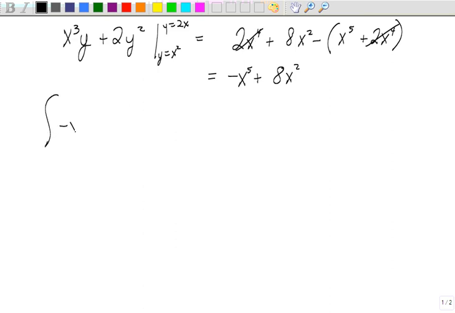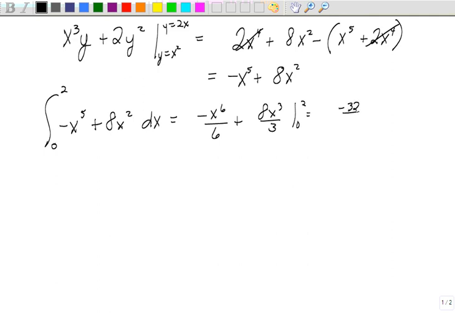Then I'm going to integrate that from 0 to 2 dx. And I'm going to get negative 32 thirds plus 64 thirds minus 0 is 32 thirds. Now, if we reverse the order of integration, we should get the same answer.